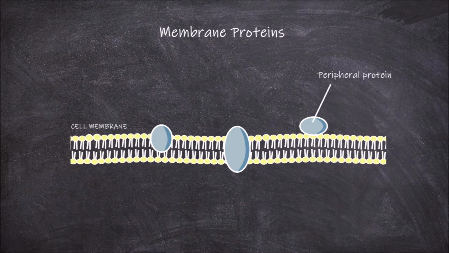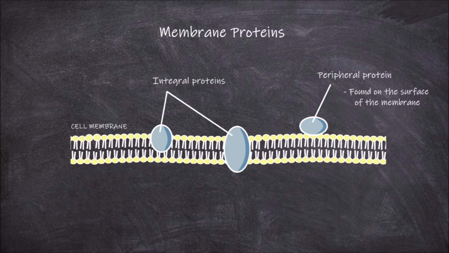Peripheral proteins are found on one side of the surface of the cell membrane. Integral proteins are found embedded in the phospholipid bilayer. Some integral proteins span across both sides of the bilayer, making them transmembrane proteins. Membrane proteins also have a diverse range of functions.